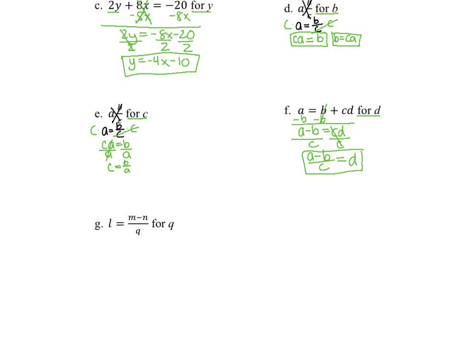For my last example, I have L equals M minus N over Q, and I need to solve for Q. Well, I don't like fractions, so I'm going to multiply both sides by Q. The Q's cancel, so I'm left with Q times L equals M minus N. Now because it's Q times L, I divide everything by L, and then the Q is by itself. And I just write down whatever I have left over. So Q equals M minus N divided by L.